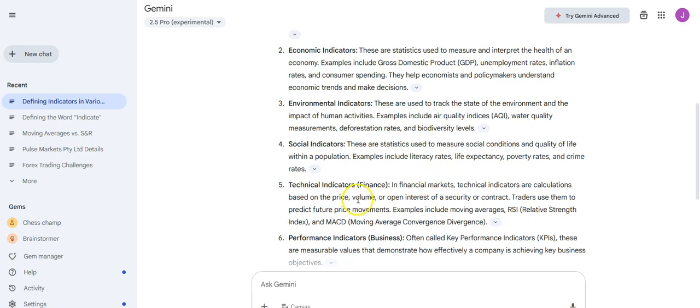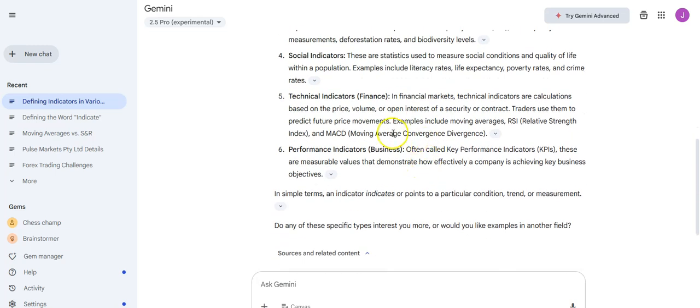Oh, here we go. Technical indicators for finances. That's what we're doing. In the financial market, technical indicators are calculations based on price, volume, and open interest of a security contract, okay? The open interest, so that's basically the current state of interest of the price action because it's the open interest. If it's open, that's current, right? Traders use them to predict future price movements. Yes, you can use it to predict, but you have to use a higher time frame. We'll get back to that later. Traders use them to predict future price movements.